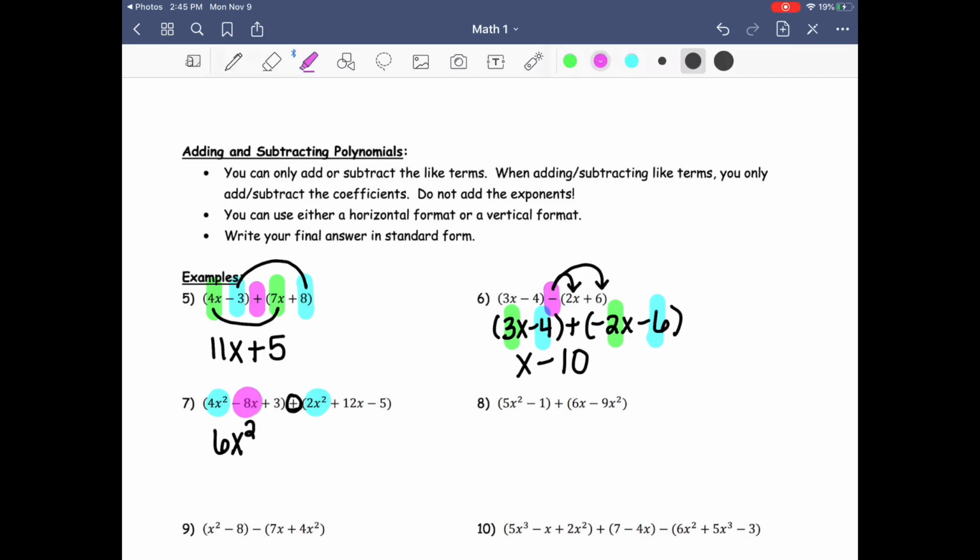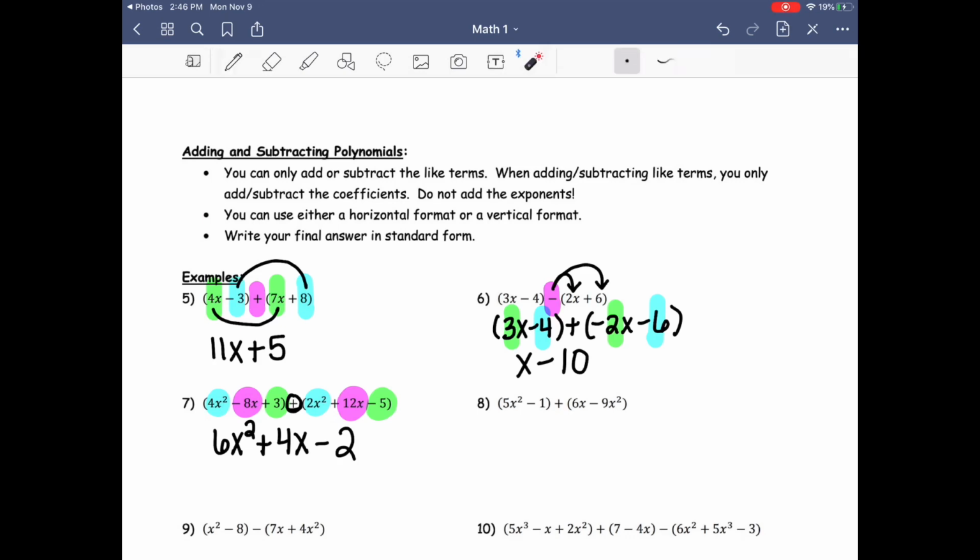All right, and then for the next one, I have negative 8x and 12x. So that's going to give me plus 4x. And then finally, I have 3 and negative 5. So 3 minus 5 is going to give me negative 2.